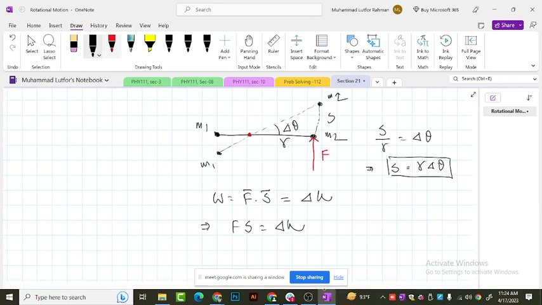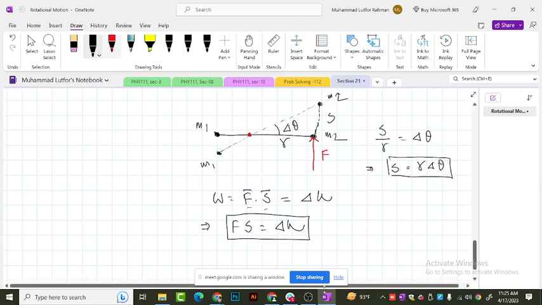Look at this. I just dropped the vector sign over here. Why? These two vectors, force and displacement, are in the same direction at every single point. This is your force, this is your displacement, at every single point. So these two vectors are parallel, and the angle would be 0. So cos 0 is 1. If you write F S cosine theta, theta is 0, so that will give you 1. That's why I write this one. Fine. So I will use this equation over here.